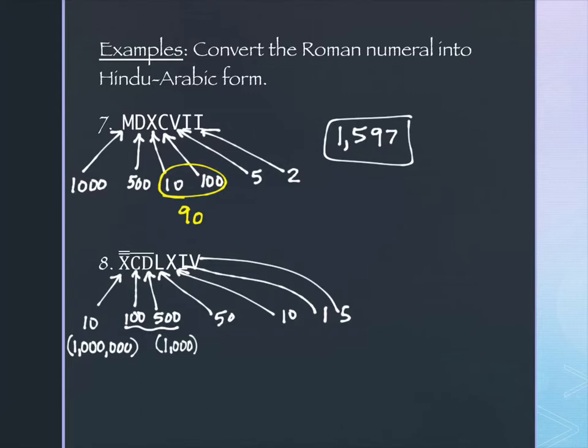CD. So I have 100, then 500. So this 100, 500 is actually the number 400. Any others? Yep, the IV at the end, the 1, 5. So it's not 1, 5, it's actually the number 4.